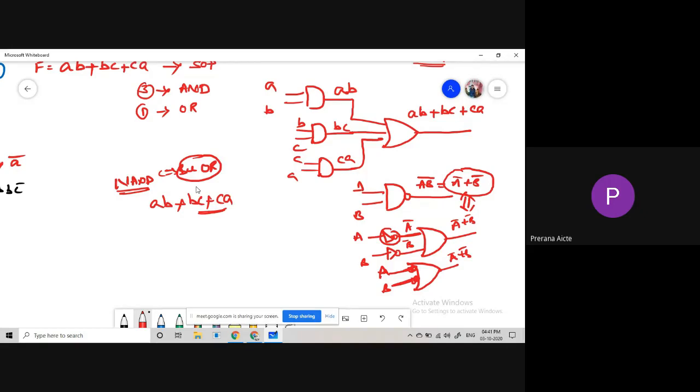First thing, similarly here also we are using the same technique for AB. If we use one AND gate, we get AB, right?